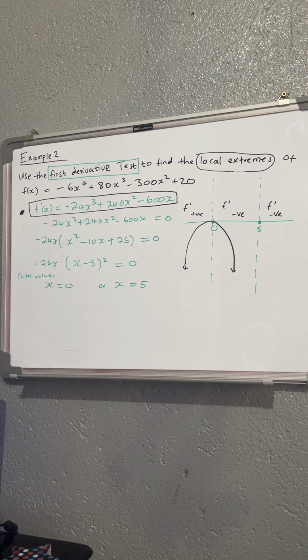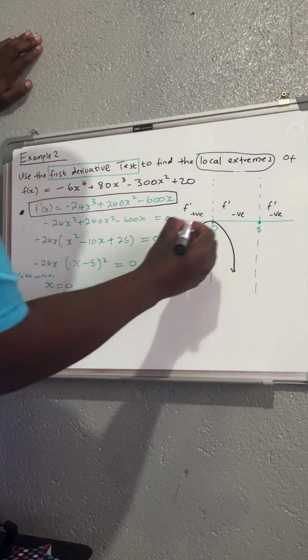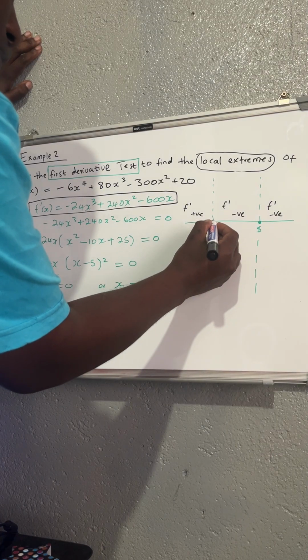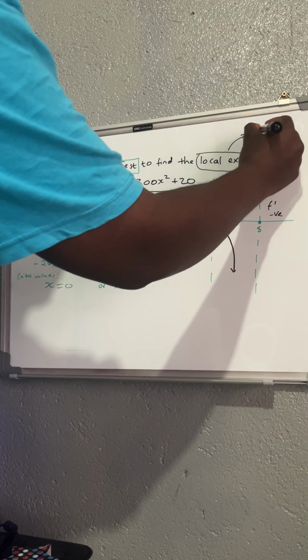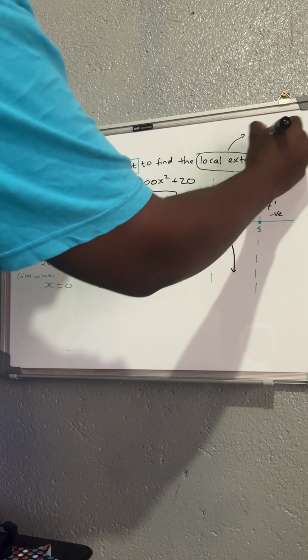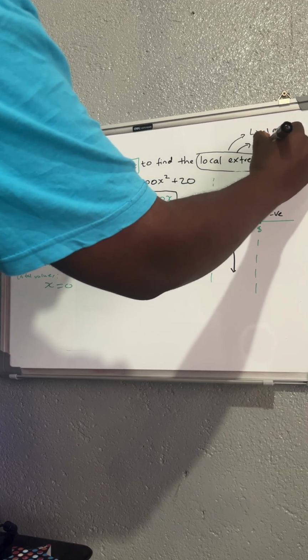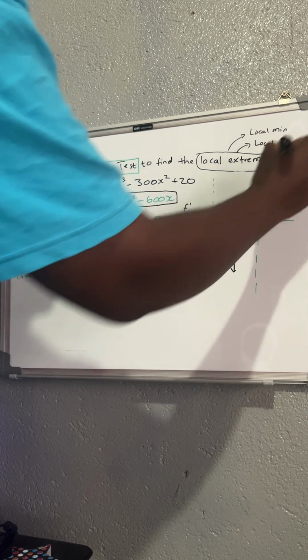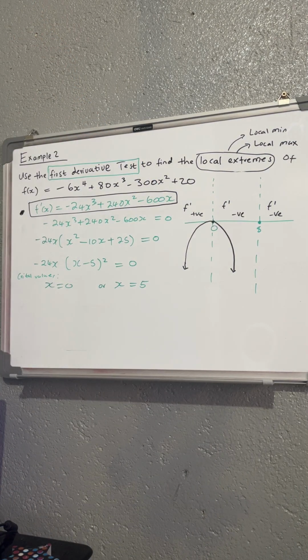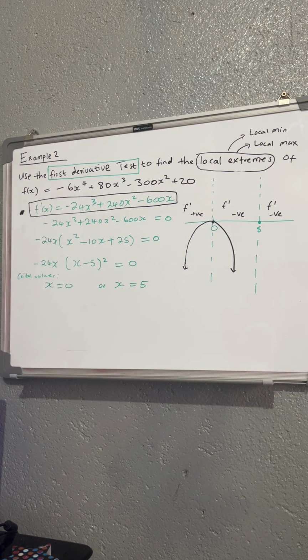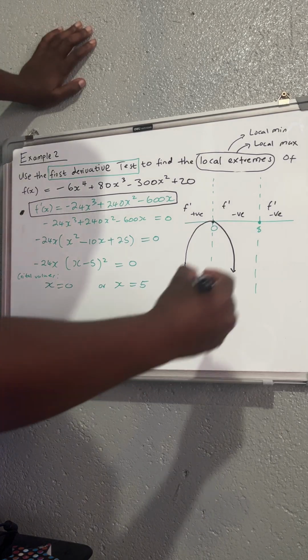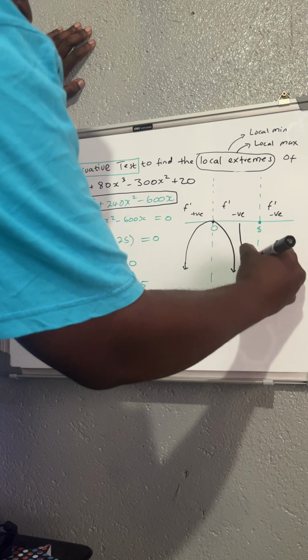You see? So definitely this one tells you that at this point you're going to have your local max, because they want your local min and also your local max. You see? Now we come to this part. This part is negative. So how does a negative look? A negative would be something that looks like this.